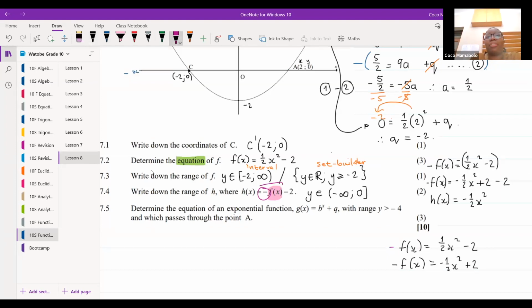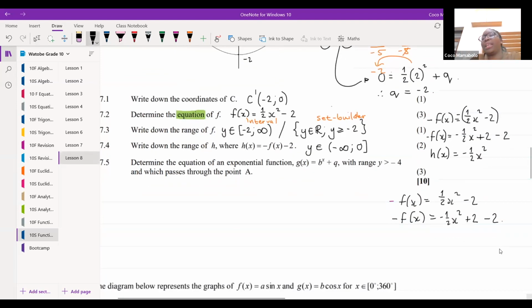We've only done the negative f of x part. What else do they want us to do? Add minus 2. Good. So we add minus 2 to the end. Now give me my new graph. If we clean this up, my new graph won't be called negative f of x. It will be called h of x, because that's what it's called. H of x is equal to what? Do you agree?